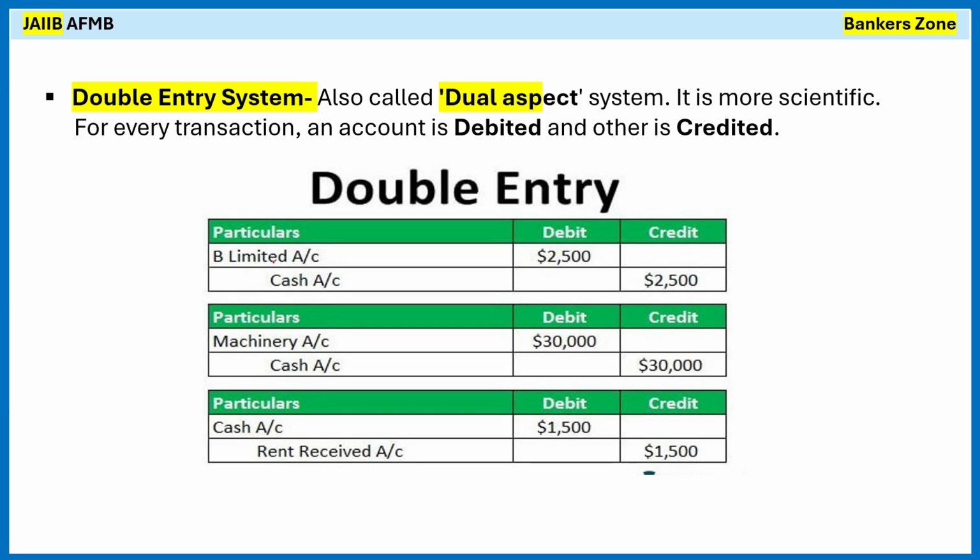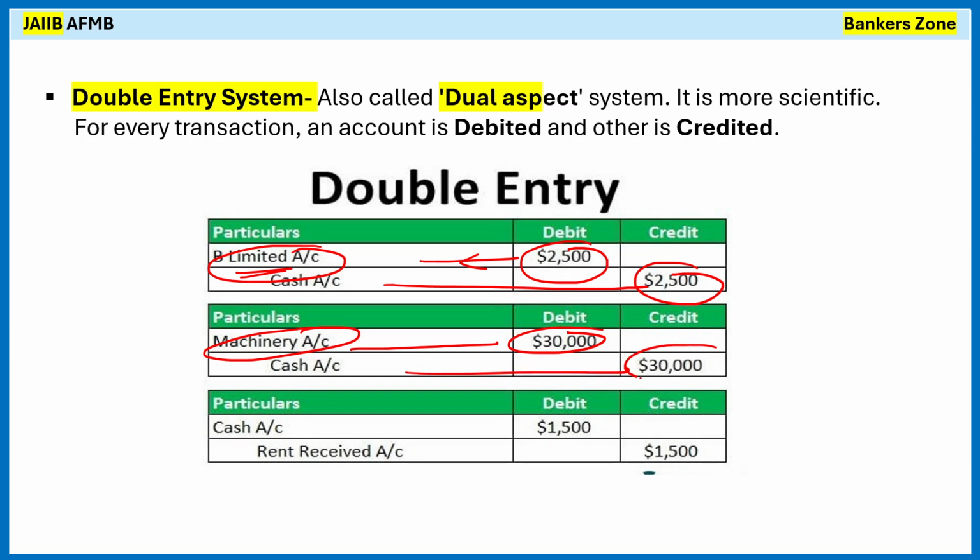Now, for example, there is one company, B Limited. If its account is debited because they have withdrawn cash, then their account will be debited and the cash account will be credited. For example, you purchase some machinery, so the machinery account will be debited and, for the same amount, the cash account will be credited. You have received rent in cash, so the rent account will be credited and the cash account will be debited. These are the basic things.